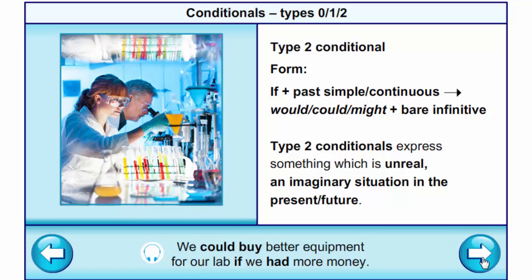And the second conditional is formed with the past simple or continuous in the if clause and would, could, might with bare infinitive in the main clause. They express something which is unreal, an imaginary situation in the present or future. We could buy better equipment for our lab if we had more money.